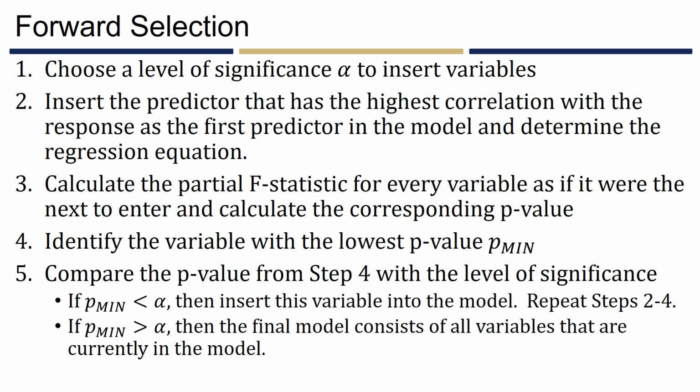However, if this minimum p-value is greater than alpha, then what that means is that the final model is going to consist of all of your predictors that are currently in the model. What this is saying is that the predictor that would enter the model next, because it has the smallest p-value out of the predictors that are not currently in the model, that p-value is too large to make it a useful predictor. That predictor is not significant, so at this point we want to stop, cut off the forward selection algorithm, and decide upon our final model being the one where we stopped here in step 5.